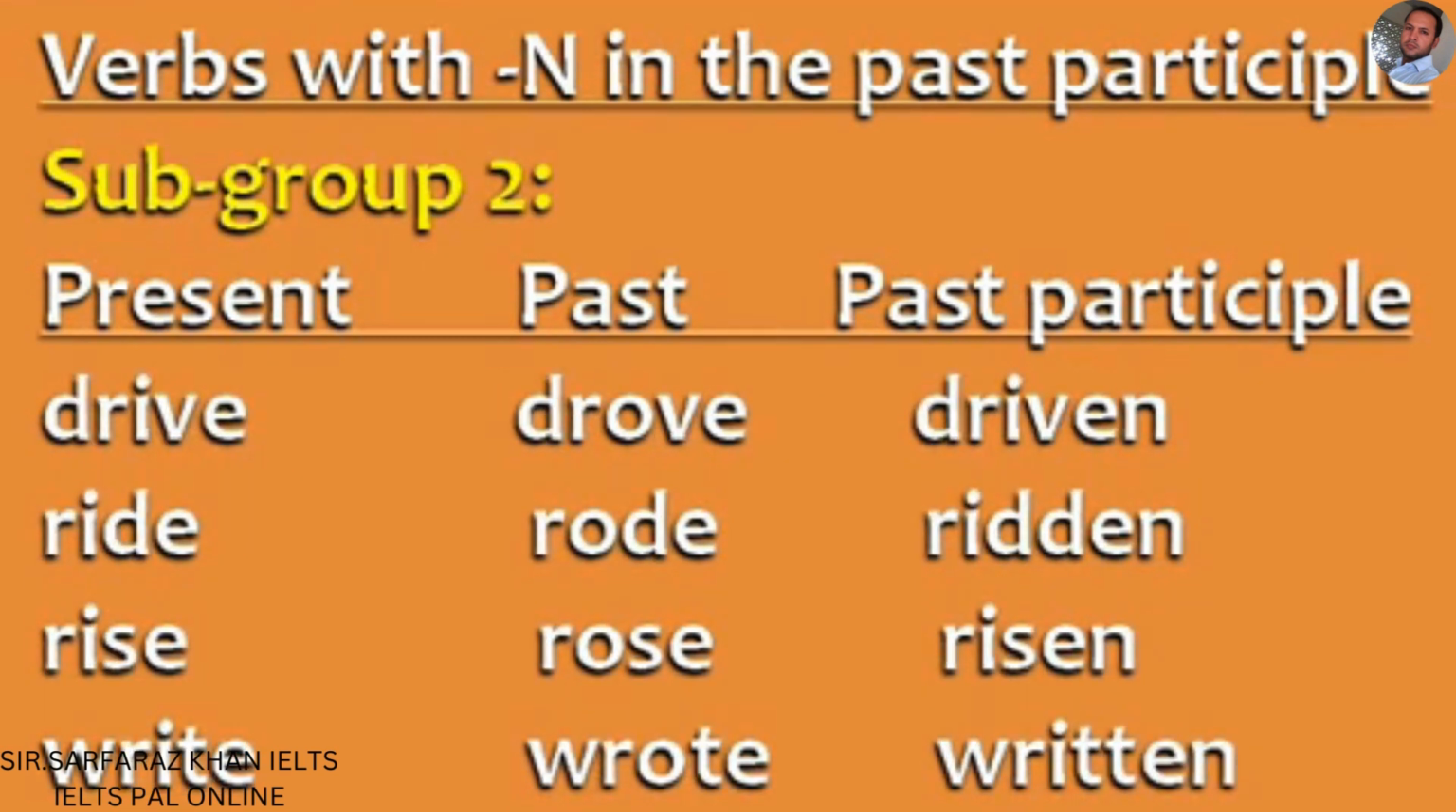Subgroup 2 has o in the past but not in the past participle. Drive, drove, driven. Ride, rode, ridden. Rise, rose, risen. Write, wrote, written. Notice that the sound of the i changes from the present to the past participle. The present is drive, and the past participle is not "driven," but "driven."